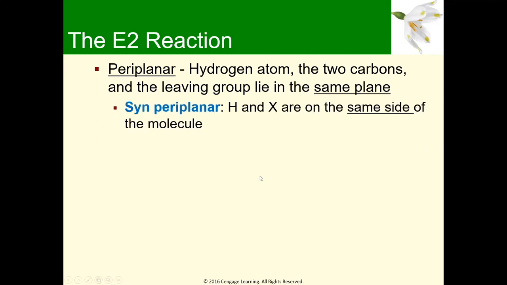And there's two types of periplanar you can have. You can have the syn-periplanar, where both of those atoms that leave are on the same side. So H and X are on the same side of the molecule. And we've seen that word used before, syn, when we talked about the addition reactions. They were either syn addition or anti addition. So we've seen that before.